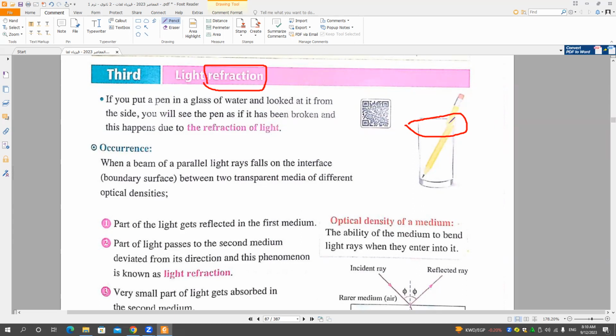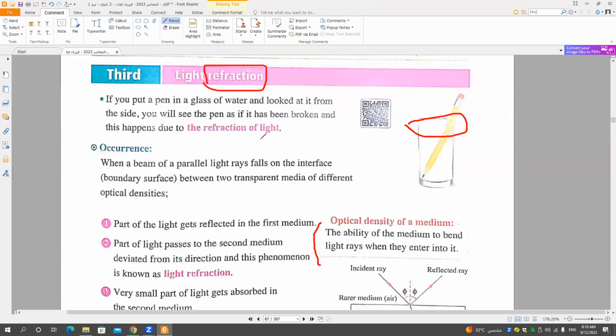Why? Because of the difference in the optical density of the medium. The optical density of air is different from the optical density of water. What does optical density mean? Optical density of the medium is the ability of the medium to refract or bend the light direction or light rays.